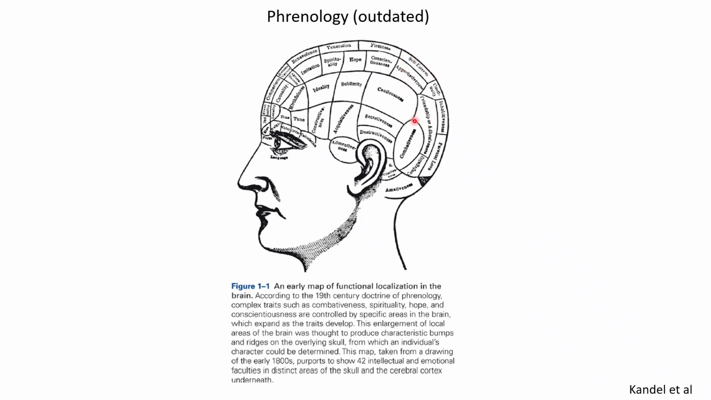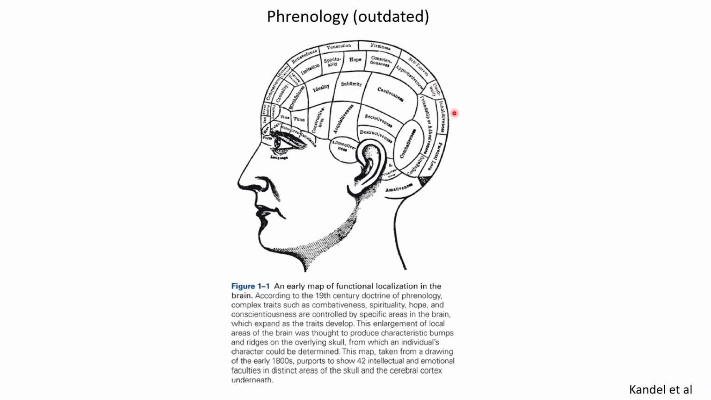Now these maps were based on a small number of subjects, and perhaps they looked fine or reasonable at the time that they were made. But over time, we now know that these maps do not really hold true. It is not really the case that people who are hopeful tend to have a bump in this part of the skull in most of these people.